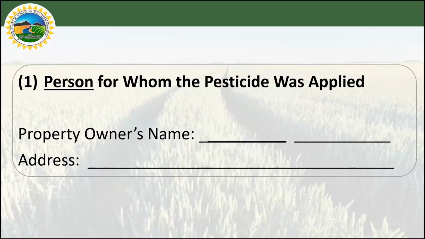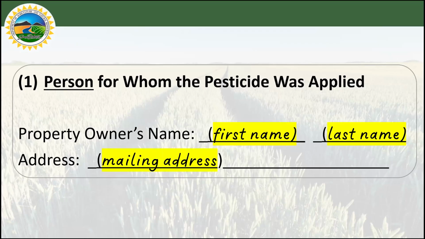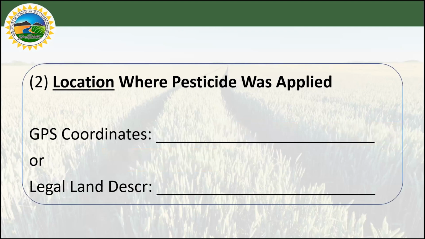So item 1 is the person for whom the pesticide was applied. And so for most private applicators, this is going to be your name and mailing address that you're writing down here, because you're applying to your own land. However, if you were to share ag services with an ag neighbor, you would write their name down and their mailing address if that's who you're applying for.